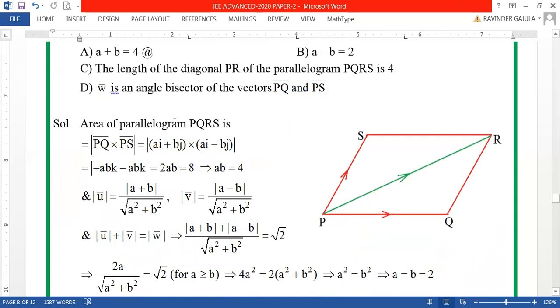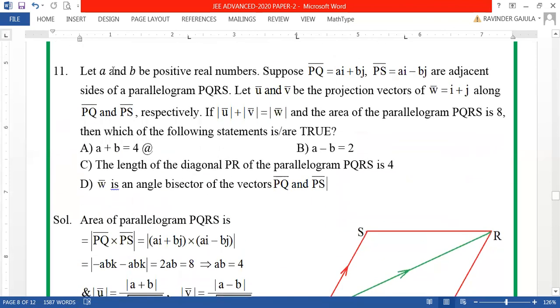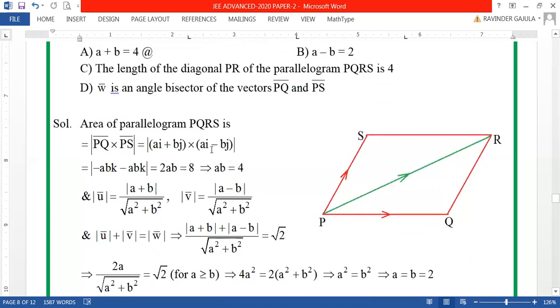Now you are given that the area of parallelogram PQRS is 8. That is mod of PQ bar cross PS bar, which is AI plus BJ cross AI minus BJ. Because I cross I is 0 and J cross J is 0, now it is minus AB I cross J, which is K, and J cross I is minus K. So you will have 2AB here, because mod K is 1. The 2AB is given as 8. A and B are given as positive real numbers, so I have taken AB without mod. So 2AB equal to 8 implies AB equal to 4. Keep it aside, AB is 4.